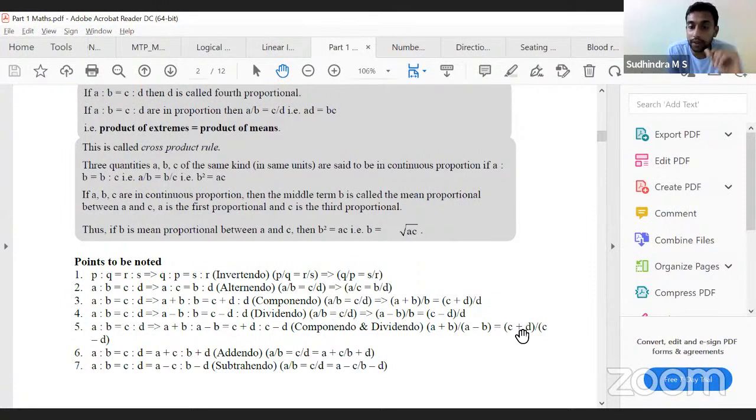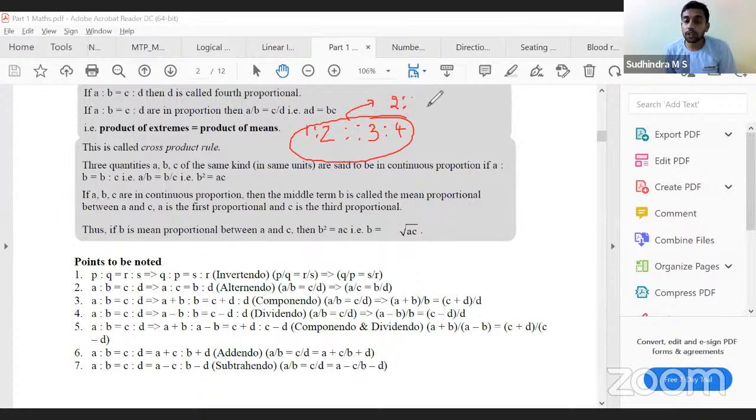Similarly, in proportions also we have some kinds of proportions: invertendo, alternando, componendo, dividendo, etc. If P is to Q as R is to S, then the reverse of it, Q is to P as S is to R, we call invertendo. We are inverting it. I'll explain. 1 is to 2 as 3 is to 4. Its invertendo proportion is 2 is to 1 as 4 is to 3. What are we doing? We are reversing the ratios. That's all. So this is called invertendo.